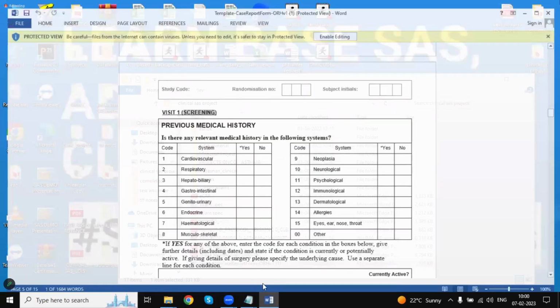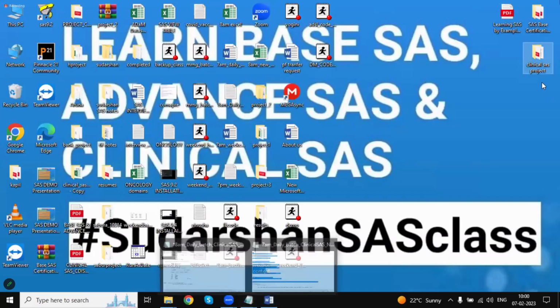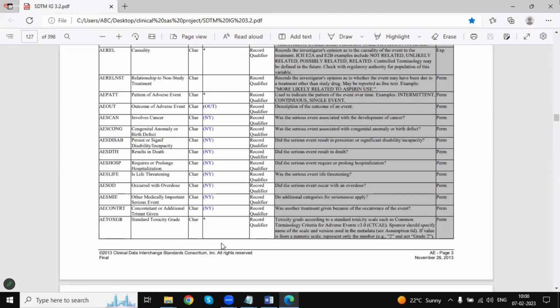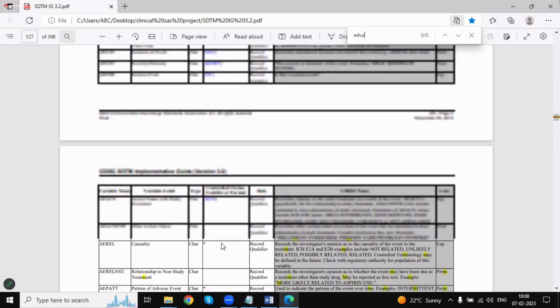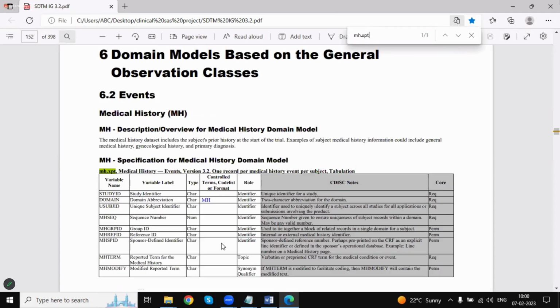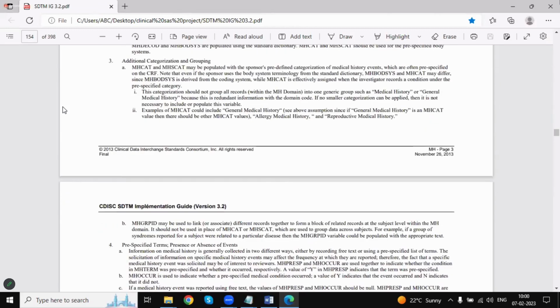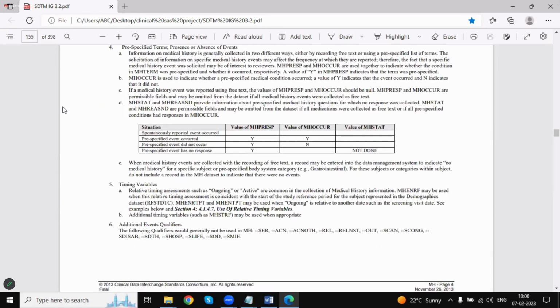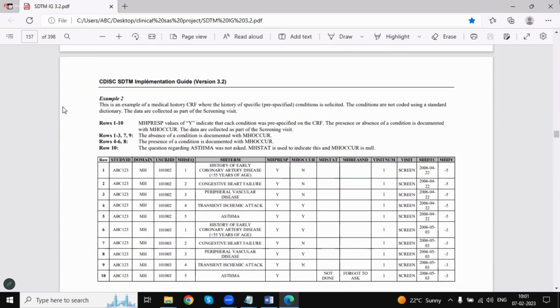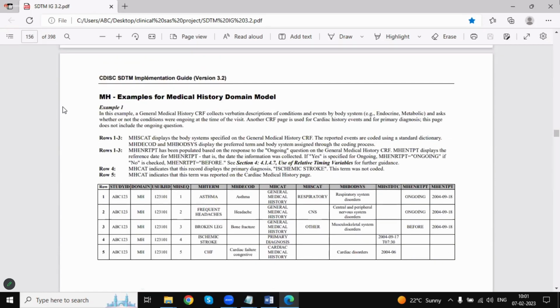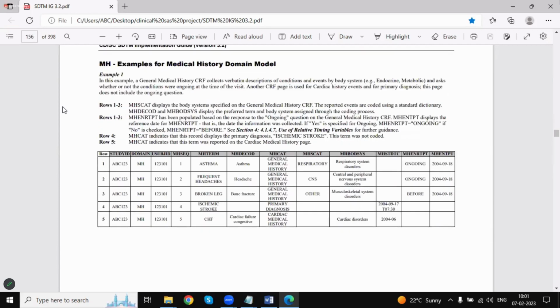That's it. These are the variables we have in an MH domain. Let me show an example. See, what variables does it have? Study ID, domain, unique subject ID, sequence number, term, decode, category, subcategory, body system, start date, ENRTPT, ENTPT.